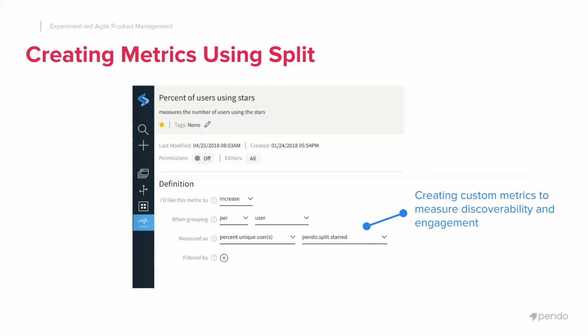taken X action. So just to recap before we get into the results, we use Split to essentially gate which treatment we showed, so whether it was a large star or a small star. We then fired tracking events through Pendo, and we send the tracking events into Split where we created a series of metrics that allowed us to understand not only did they discover it, but did they continue to engage with it. So on the next slide here is the results.